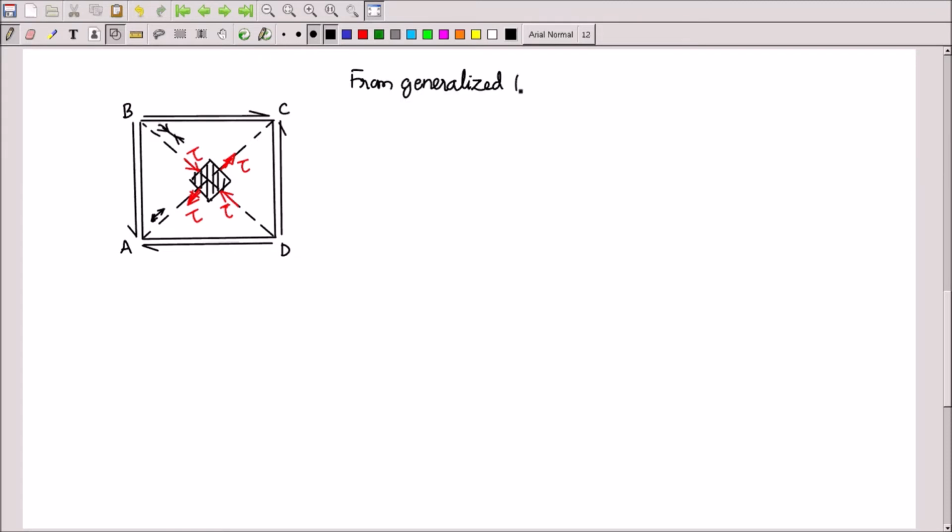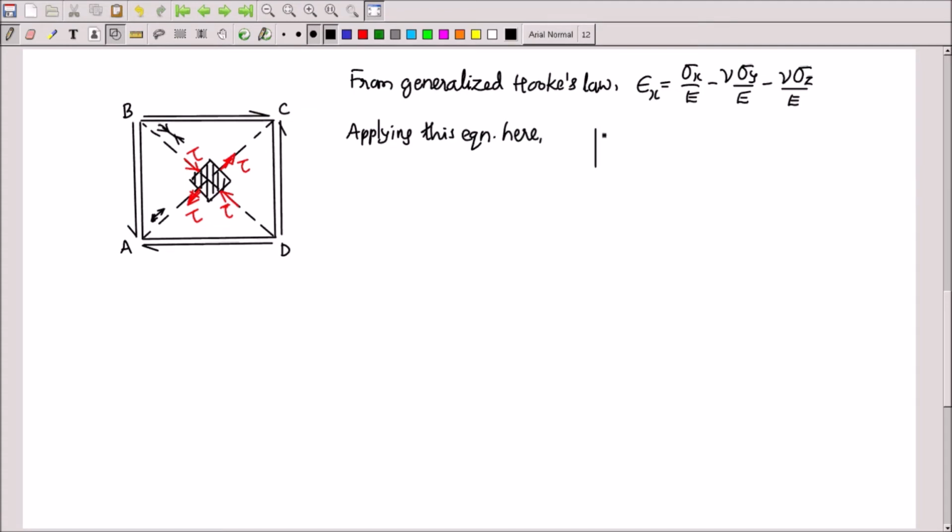Generalized Hooke's law says epsilon x is equal to sigma x by E minus nu times sigma y by E minus nu times sigma z by E for a three-dimensional loading. We will try to apply this here in this problem. There is a stress of magnitude tau here, and there is a compressive stress in the other direction of magnitude tau. So sigma x is equal to tau and sigma y is equal to minus tau because it is compressed, and sigma z is 0 because it is 2D.